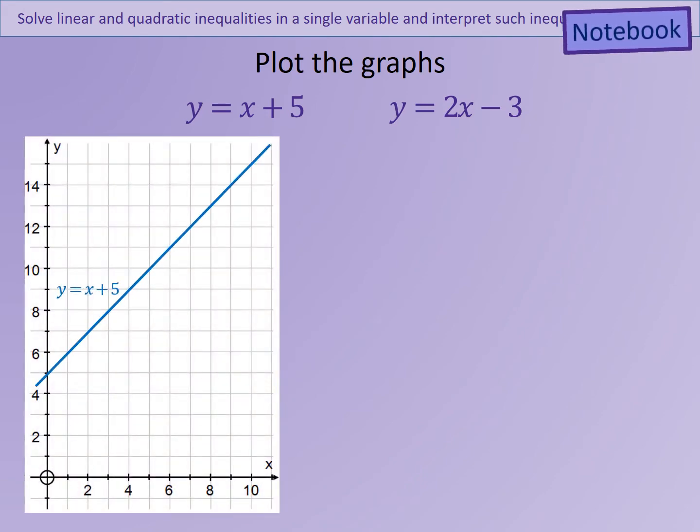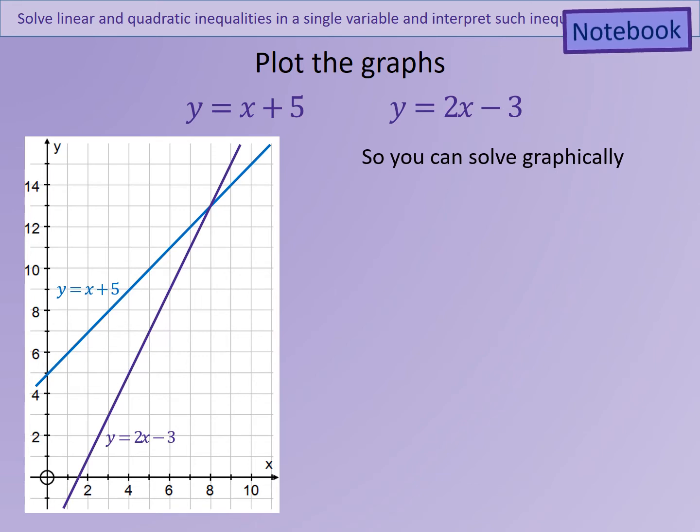This is the line y equals x plus 5. It has a y-intercept of 5. It has a gradient of 1, etc. It would have an x-intercept of minus 5 had we drawn the scales differently. For B, which is our y equals 2x minus 3, we have a gradient of 2. There is an x-intercept of 3 over 2 and a y-intercept. If we had seen more of the y-axis, the y-intercept would be minus 3.